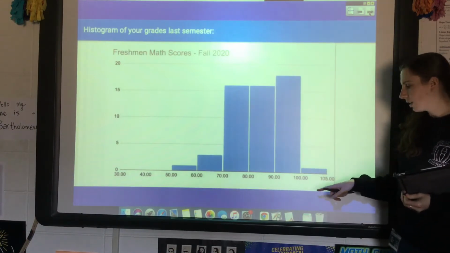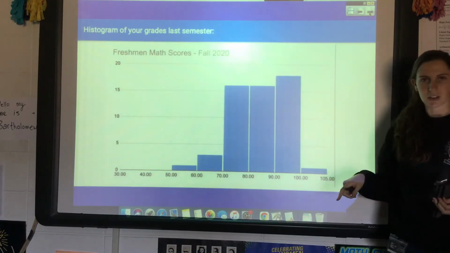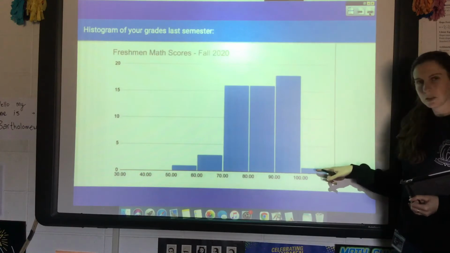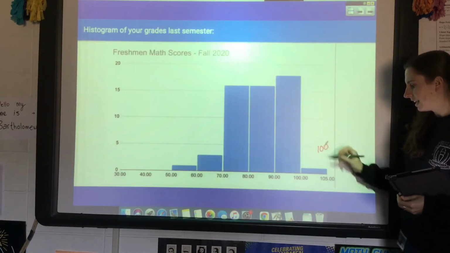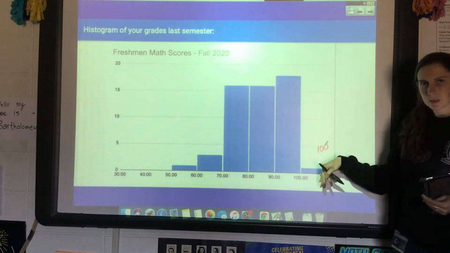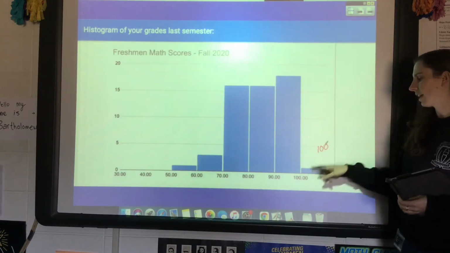And why is it showing that one person is in the 100 to 105 category? This is because one person in my class has a 100, and that actually got bumped up to the next category, so it looks like they have over 100, but they don't, they just have exactly 100.